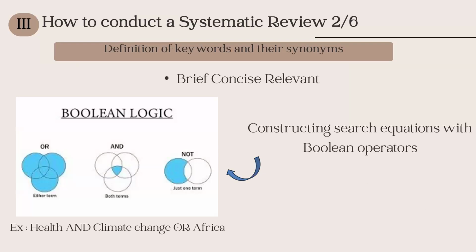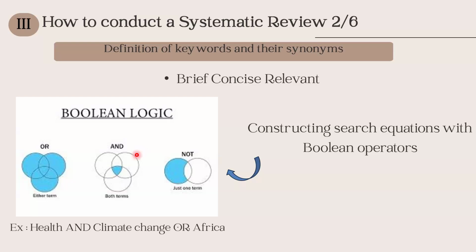The second step is to define keywords from the search theme and find their synonyms. Keywords must be brief, concise, and relevant. After formulating the keywords, search equations must be constructed using Boolean operators such as or, and, not, to obtain a set of words for a relevant search. And is used to combine words that must necessarily be present in the document obtained.